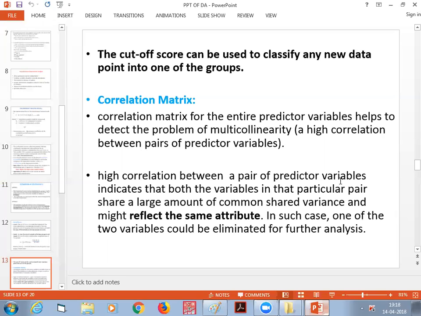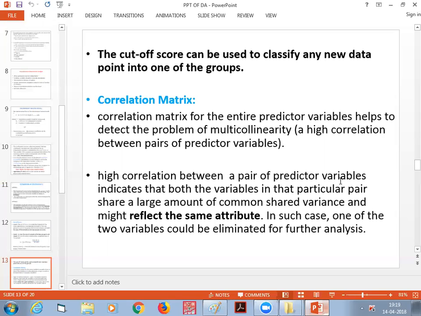What is that? The correlation matrix for the entire set of predictor variables, not for the Y. You are taking X1, X2, etc. This helps to detect the problem of multicollinearity. As I said, the variables must have no multicollinearity; the variables must be different. If the time spent on weekdays and the time spent on weekends are highly correlated, that means the same people are using the same amount of time on weekends as well as weekdays. There is no point using a separate variable.